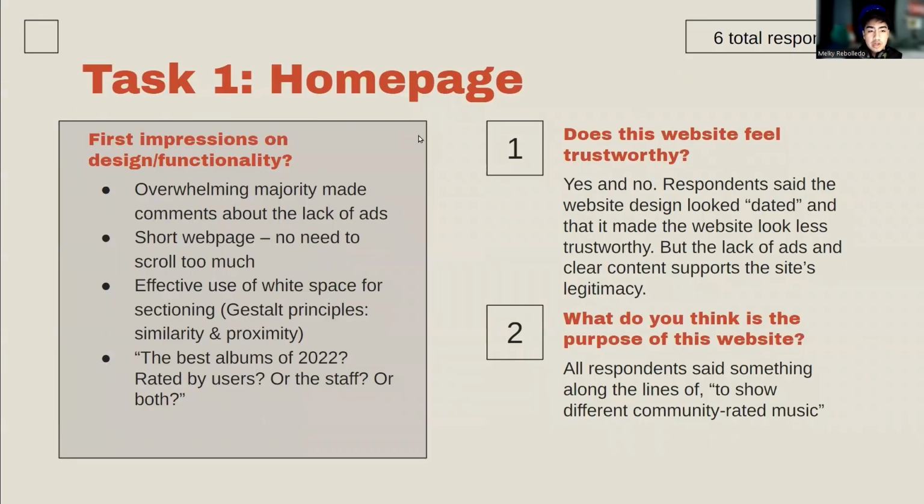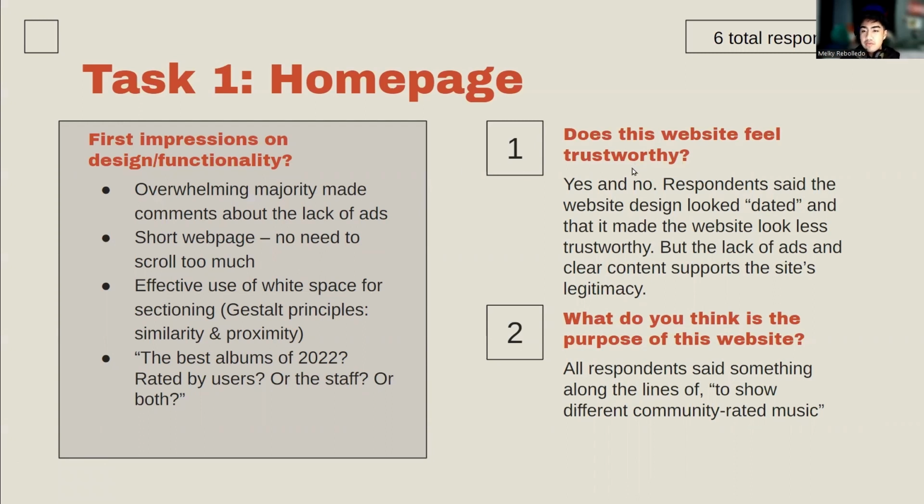So for first impressions, the overwhelming majority of the users made comments about the lack of ads. They also said that the web page was short and there was no need to scroll too much down. Also, they commented on clean sectioning, as they were able to discern which section was which and what information belonged to which section. And this shows the effective use of white space for sectioning, and it shows that the Gestalt principles, similarity and proximity, were implemented.